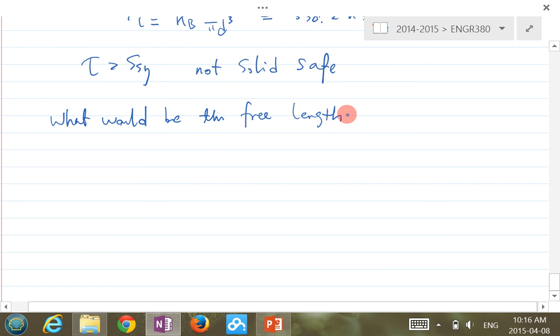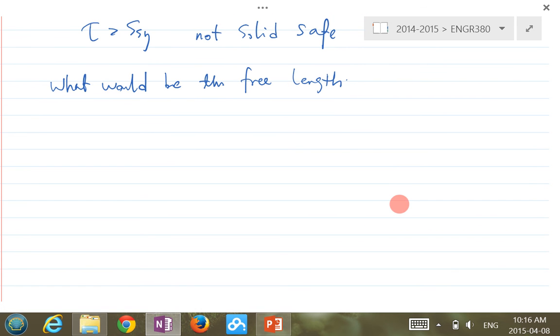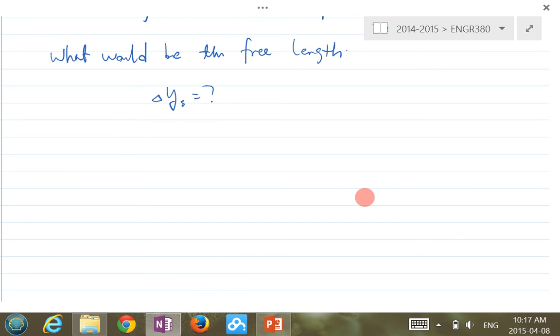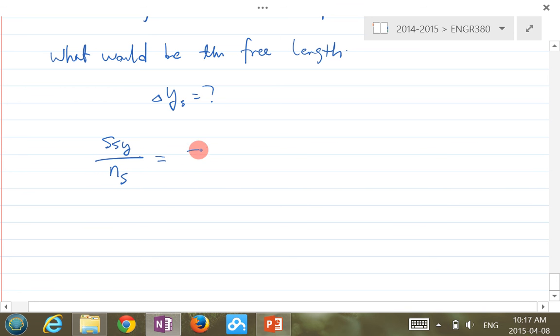So what will be a proper free length? Let's do this. The proper free length basically is, let's call it delta ys, equal to what, essentially. You have your Ssy. You have your safety factor NS. When you divide Ssy by your NS, this gives us the so-called allowable shear stress in the spring.